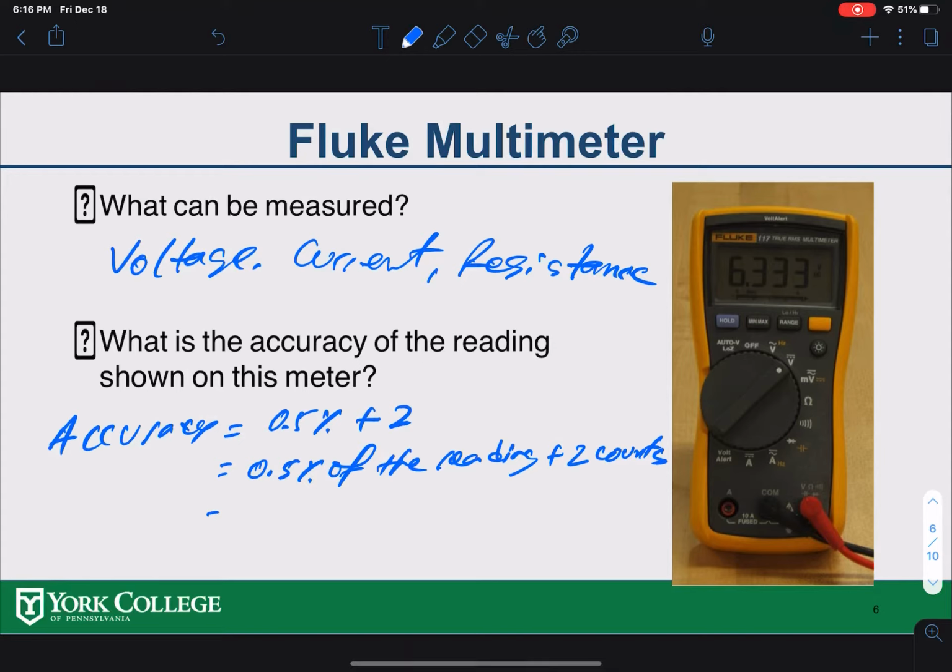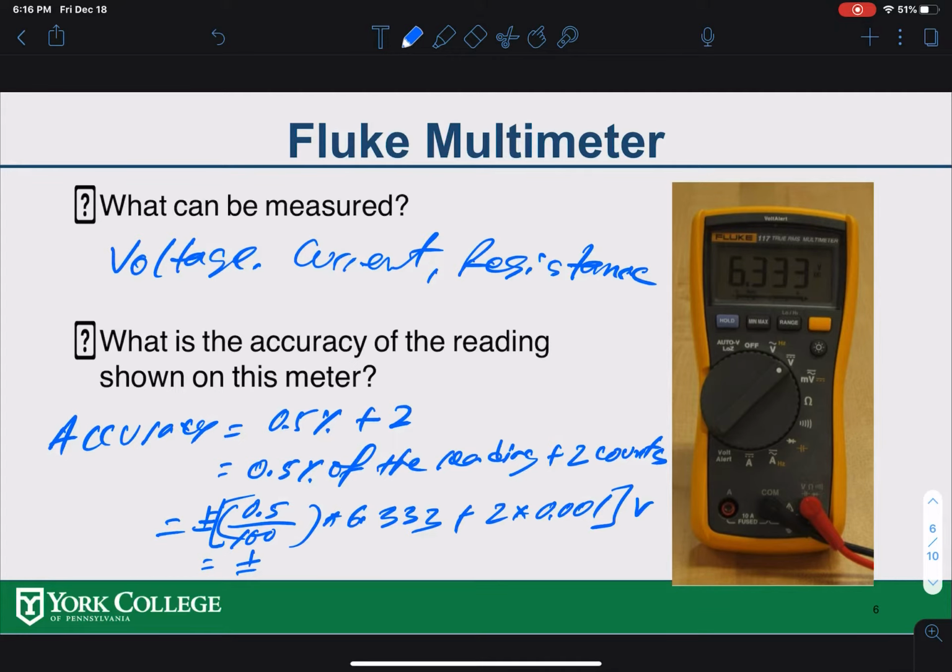So if I put it together here, 0.05% is 0.05 over 100, right? That's a percent of the reading. So we have 6.333, plus 2 counts. 1 count for this 6 volts range, if you look at the data sheet, is 0.001. So the whole thing goes into volts. If I do the math over here, I should get plus minus 0.034 volts. What does that mean?